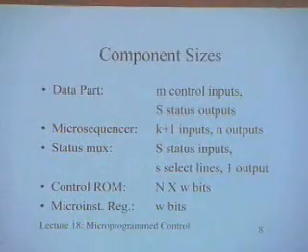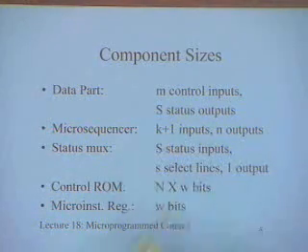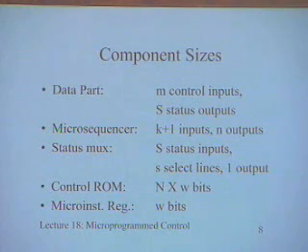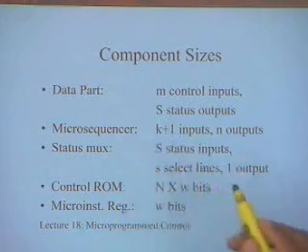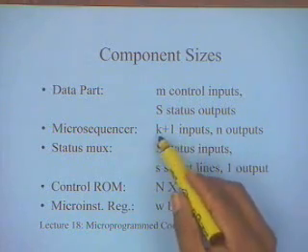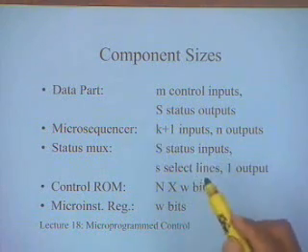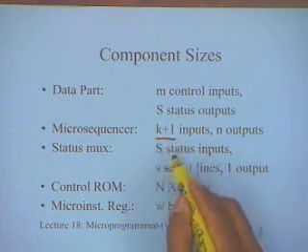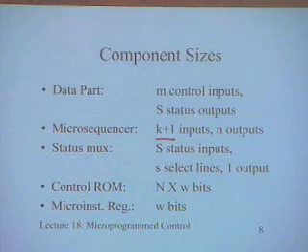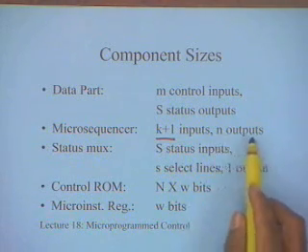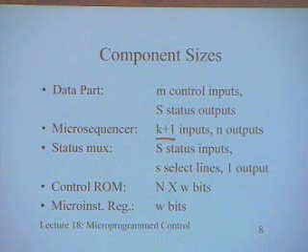When you consider the microsequencer, we will consider it as having k plus 1 inputs and n outputs. We can consider it in two manners. Either we can say that all the status inputs are going to the microsequencer, or we can say that at any given point in time we are only looking at one status signal. So there are k inputs coming from the microinstruction format plus one input that is coming from the status. We will see this in relation to the status multiplexer in the next diagram. And there are n outputs. These n outputs correspond to the next address.